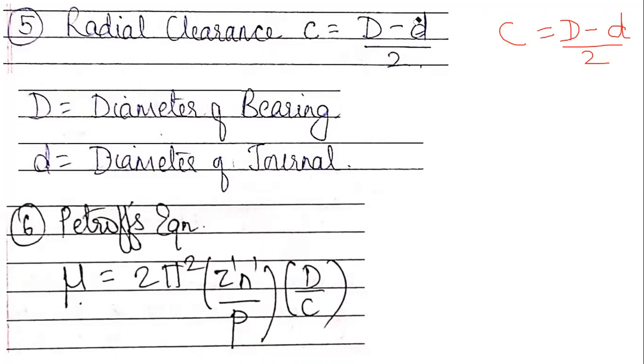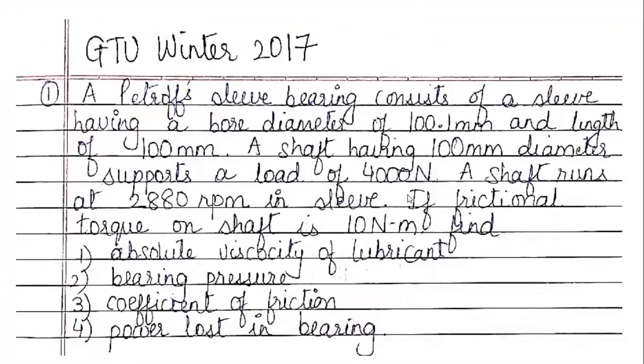Moving ahead, let's now go to the two different numericals. First numerical, I'm reading out. A Petrov's sleeve bearing consists of a sleeve having bore diameter of 100.1 mm and length of 100 mm. A shaft having 100 mm diameter supports a load of 4,000 Newton.